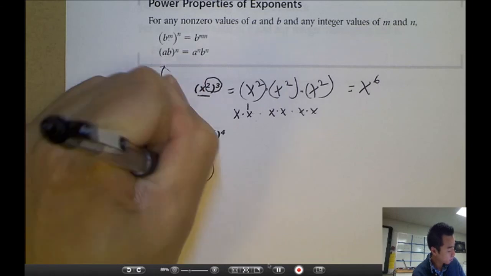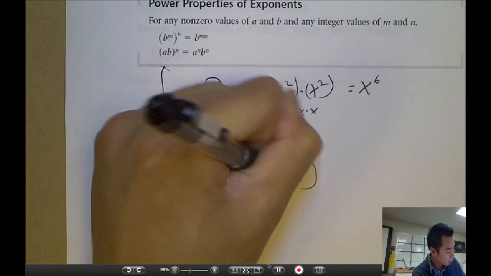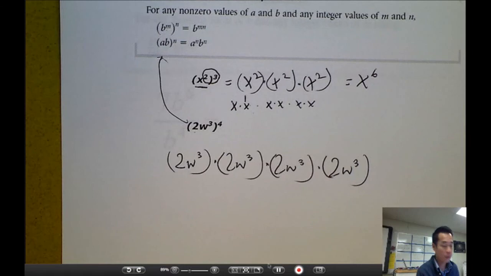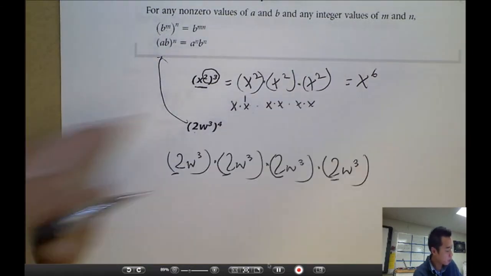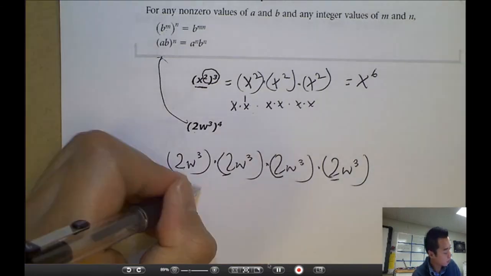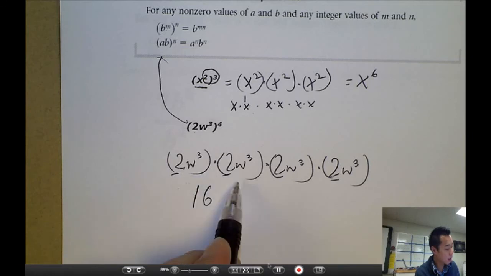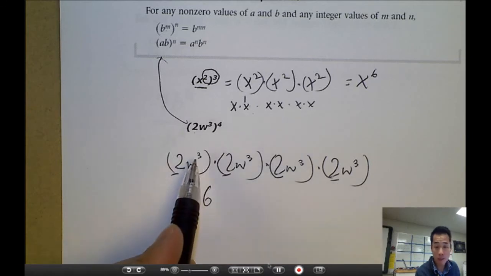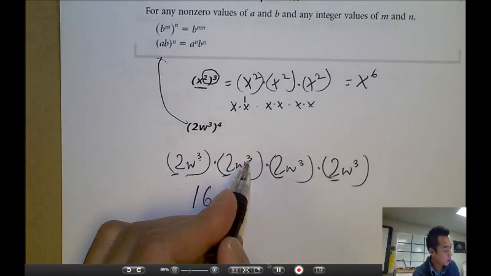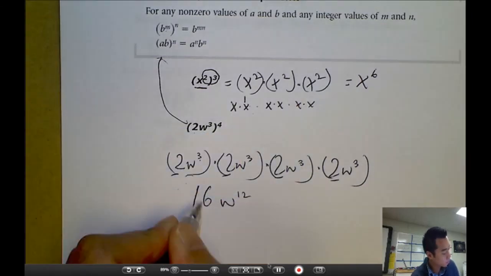There's one group. There's 2 groups. There's 3 groups. And there's the fourth group. And just like we did before, I would multiply my coefficients, 2 times 2 times 2 times 2. 2 times 2 is 4, times 2 is 8, times 2 is 16. And then if you really wanted to, you can write out each w 3 times here, and here, and here, and here. Or, since I'm multiplying my w's with the same base, I just add them. 3 plus 3 is 6, 9, 12. W is being multiplied 12 times.